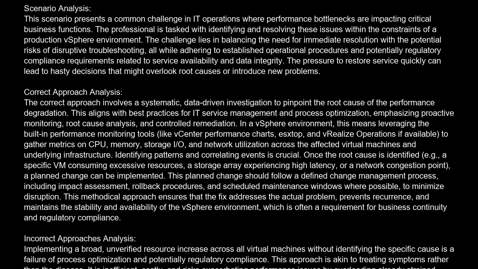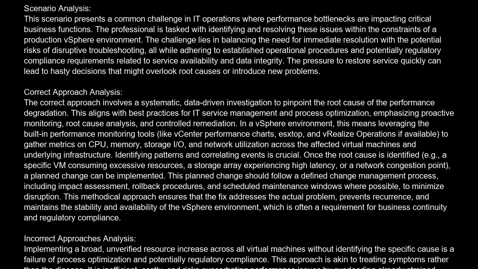This aligns with best practices for IT service management and process optimization, emphasizing proactive monitoring, root cause analysis, and controlled remediation. In a vSphere environment, this means leveraging the built-in performance monitoring tools like vCenter Performance Charts, ESXTOP, and vRealize Operations if available, to gather metrics on CPU, memory, storage I/O, and network utilization across the affected virtual machines and underlying infrastructure. Identifying patterns and correlating events is crucial.